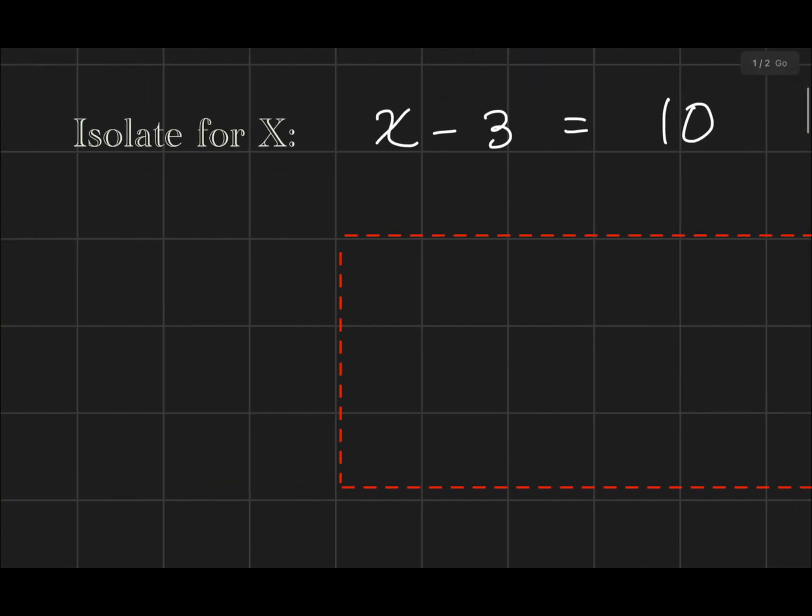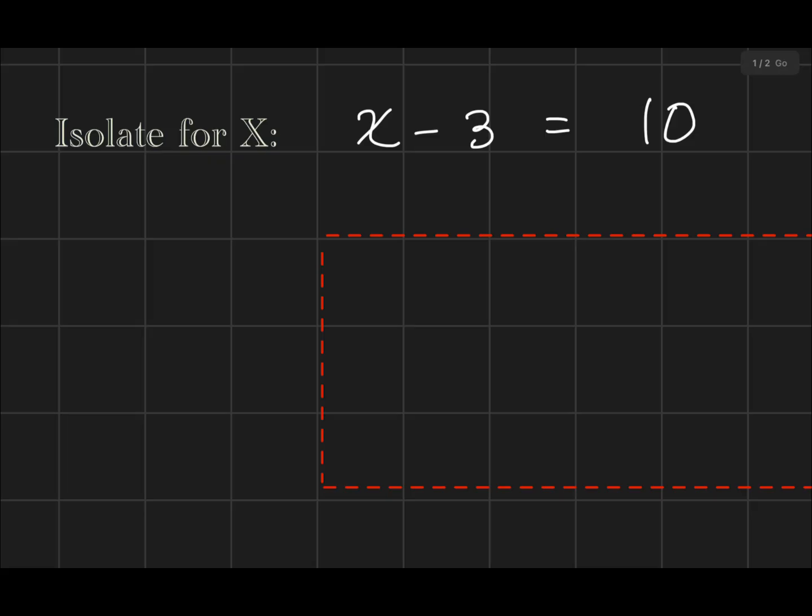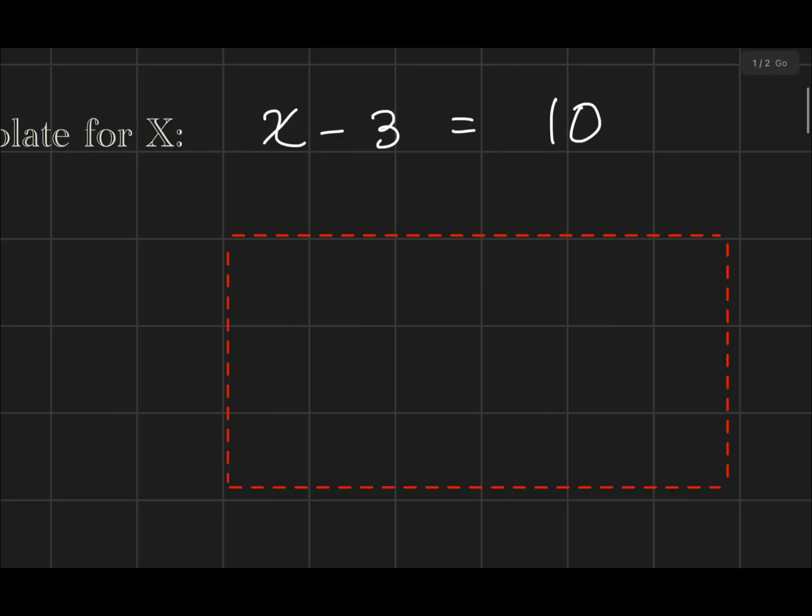Then we have subtraction. It's also asking us to isolate for x, where x minus 3 is equal to 10. Let's rewrite the equation. Now we need to get this area equal to 0. So how do we do that? We add by 3. And negative 3 plus 3 is equal to 0.